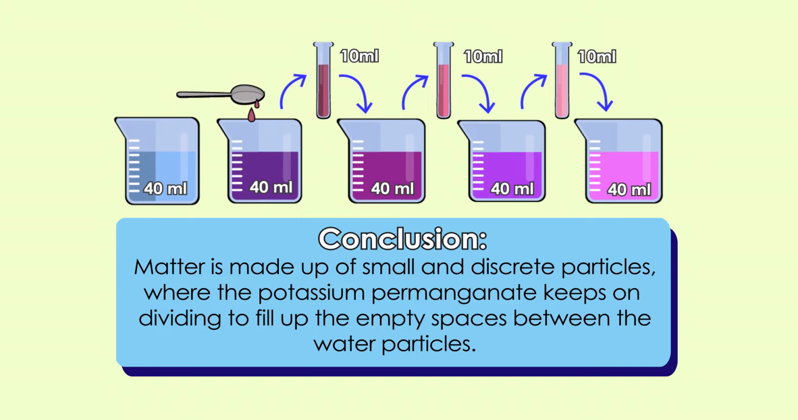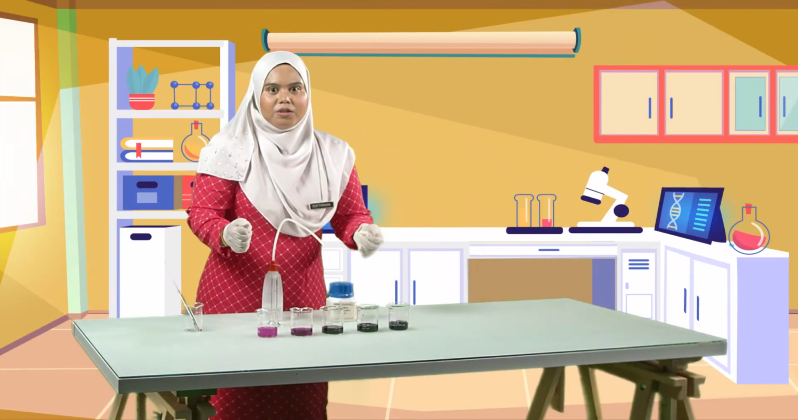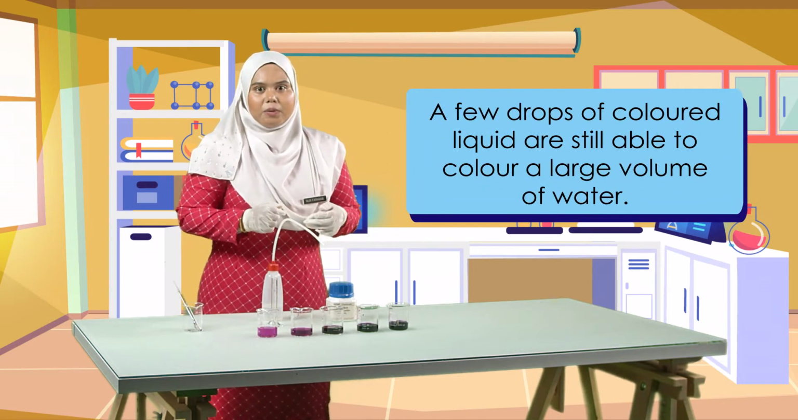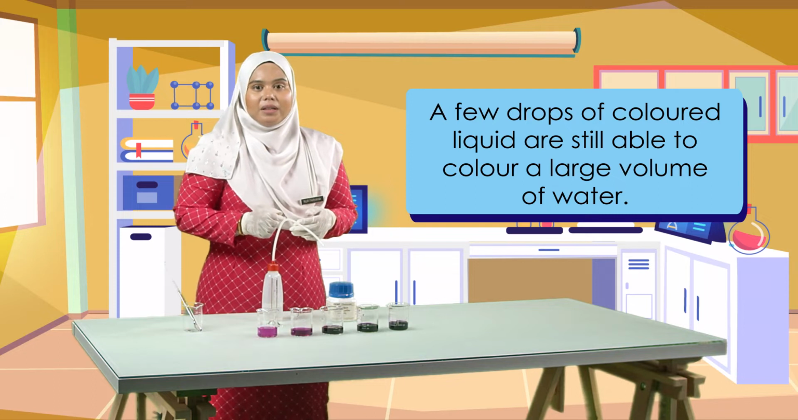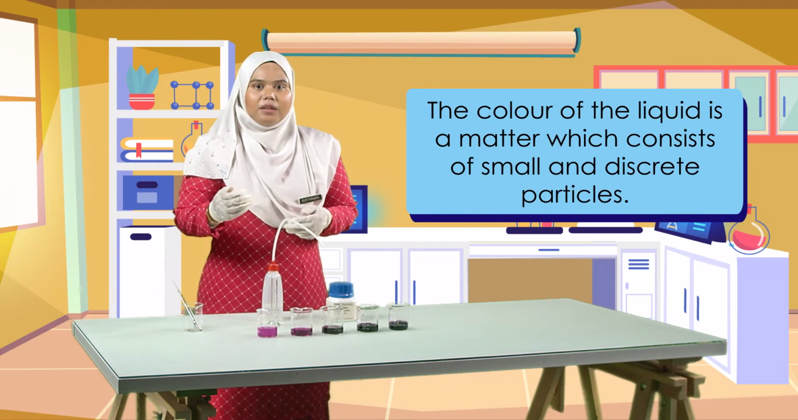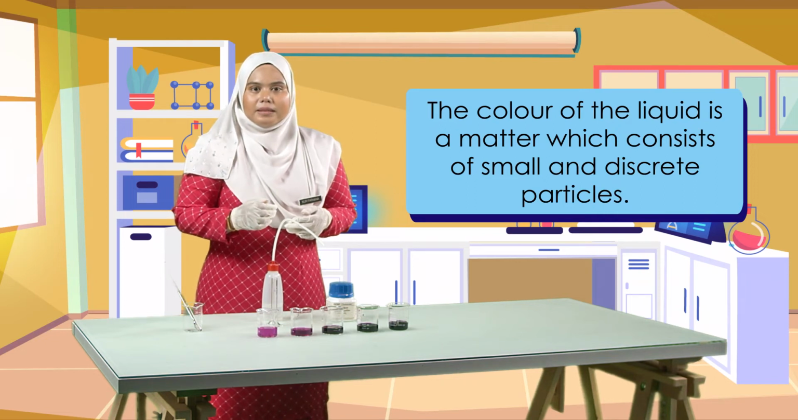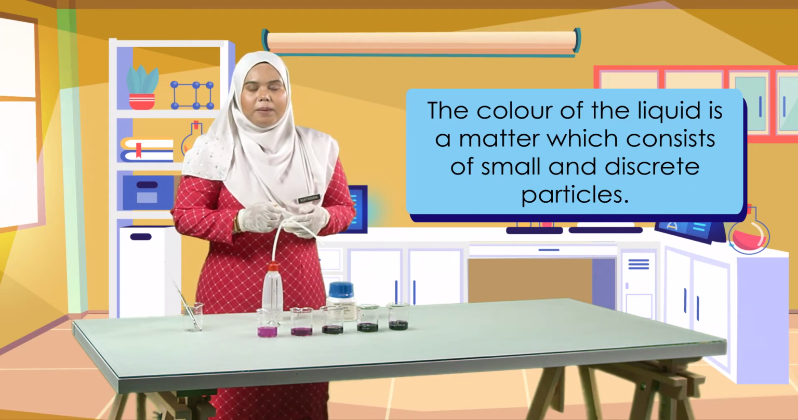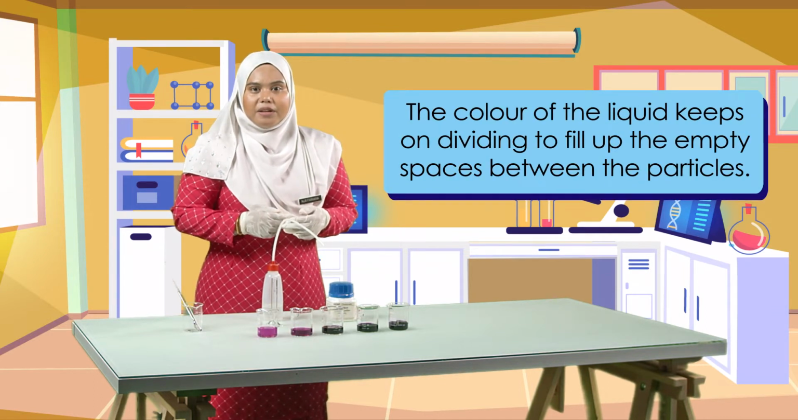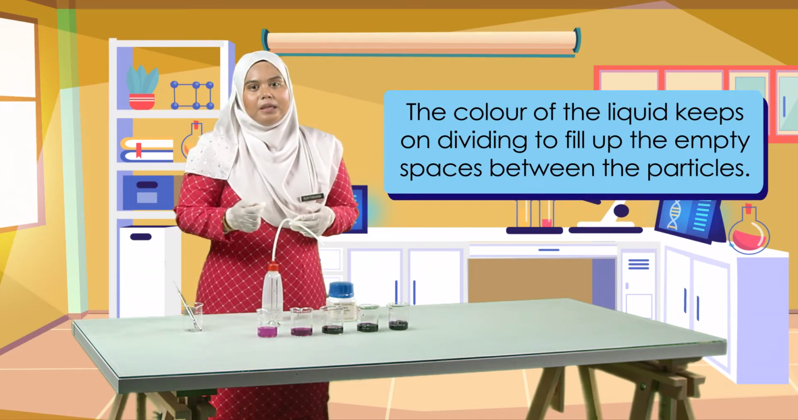Refer to this demonstration from left to right. This demonstration tells us that a few drops of colored liquid are still able to color a large volume of water because the color of the liquid is a matter which consists of small and discrete particles. The color of the liquid keeps on dividing to fill up the empty spaces between the particles.